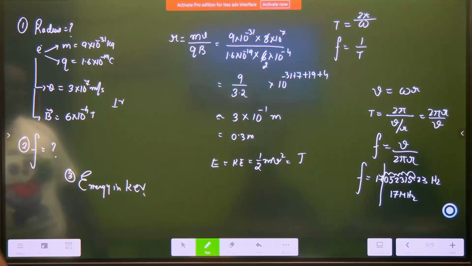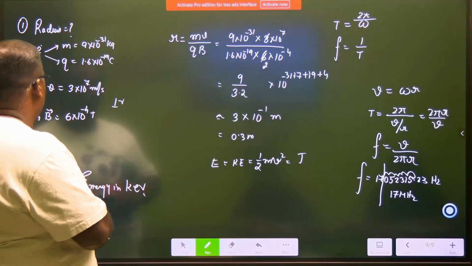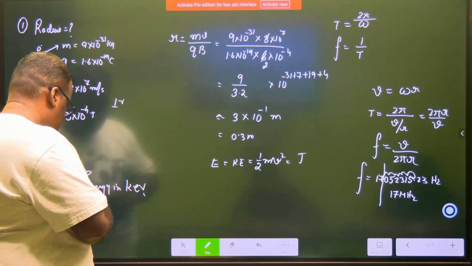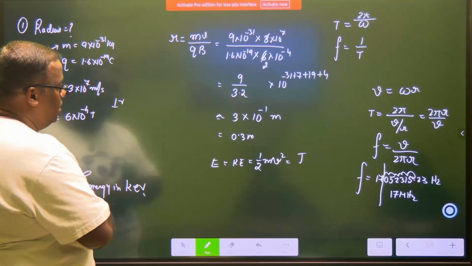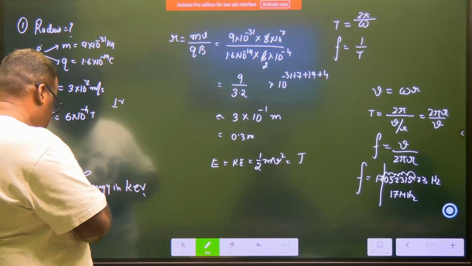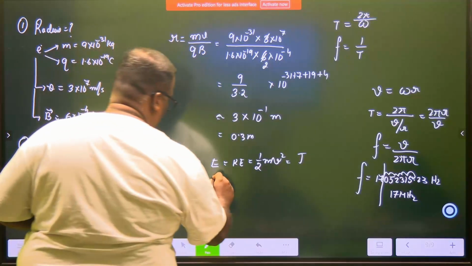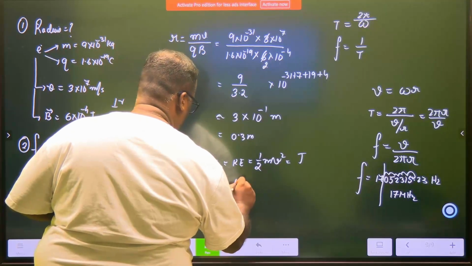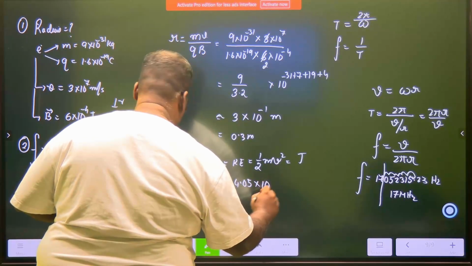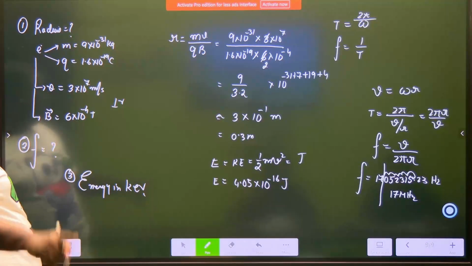And then energy. Velocity is how much? 3 exponent 7, and square it up, right? And you multiply it with mass 9 exponent negative 31 and then divide it by 2. Yeah, so we are getting our energy as 4.05 into 10 to the power minus 16 joules. Just check, is this the energy in your book? Yes.